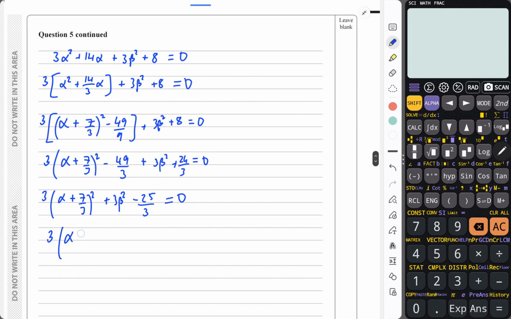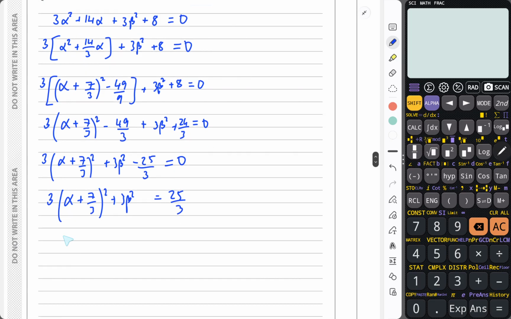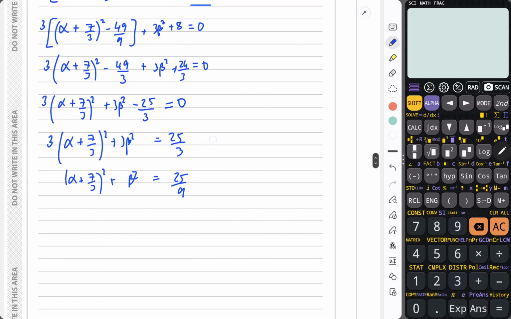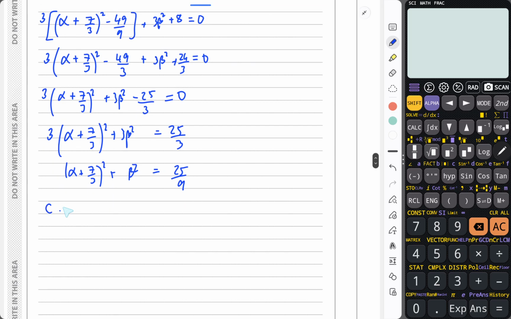So then 3 (alpha plus 7 over 3) squared plus 3 beta squared is equal to 25 over 3. Divide by 3: (alpha plus 7 over 3) squared plus beta squared is equal to 25 over 9. So the centre of my circle is minus 7 over 3 for x and 0 for y. And then my radius is going to be the square root of this term, which is 5 over 3.